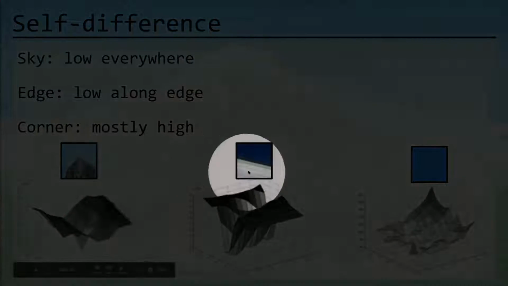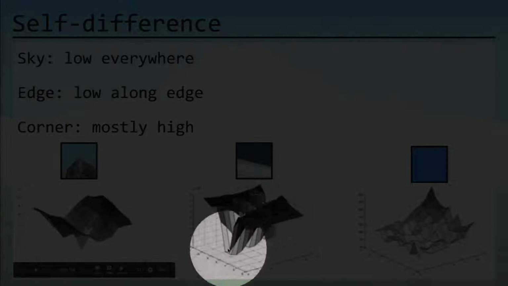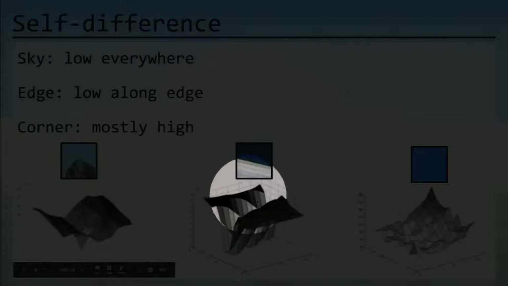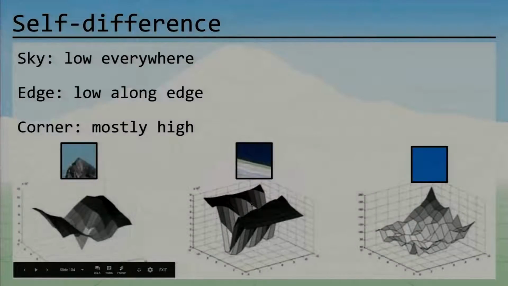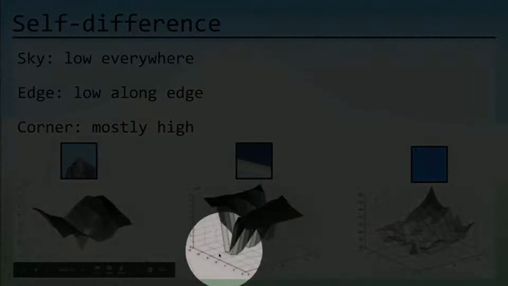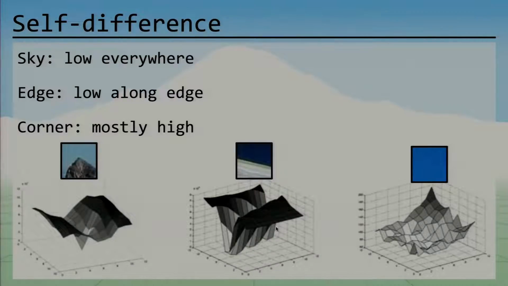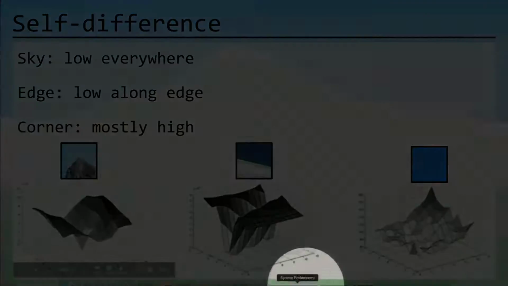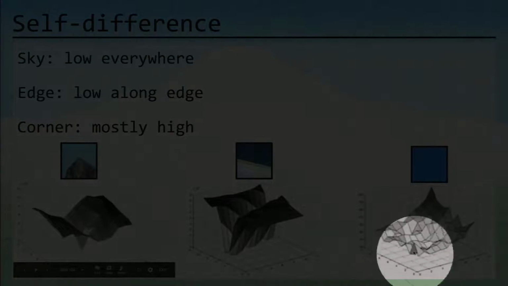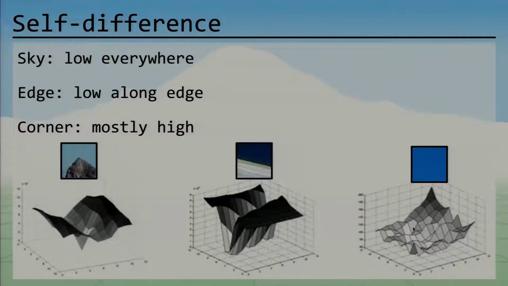With the edge over here, as we shift along a single axis, we're going to have a really low distance function. And then if we shift off of that axis at all, we're going to start having a high distance function. But there is enough of a low component here that we can eliminate this by summing all of these together. And with this little sky patch over here, we basically have this low self-difference function over the entire space, where anywhere you shift it, it's going to match pretty well with itself.